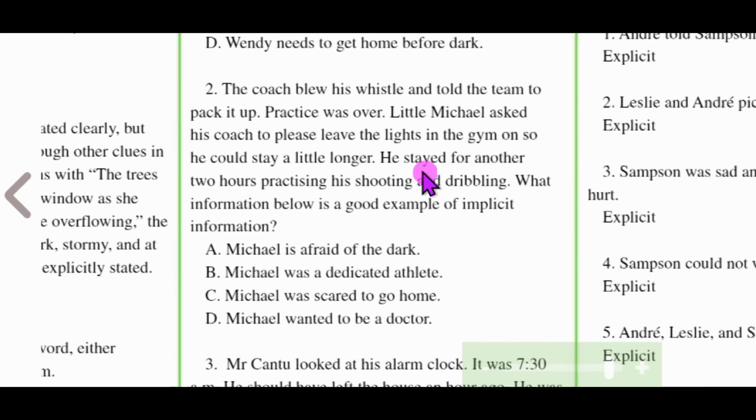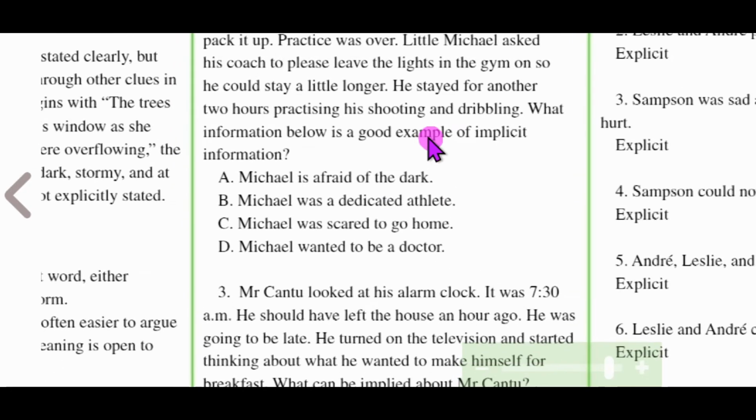Number 2. The coach blew his whistle and told the team to pack it up. Practice was over. Little Michael asked his coach to please leave the lights in the gym on so he could stay a little longer. He stayed for another 2 hours practicing his shooting and dribbling. What information below is a good example of implicit information? Information that is implied, information that is not stated outright.